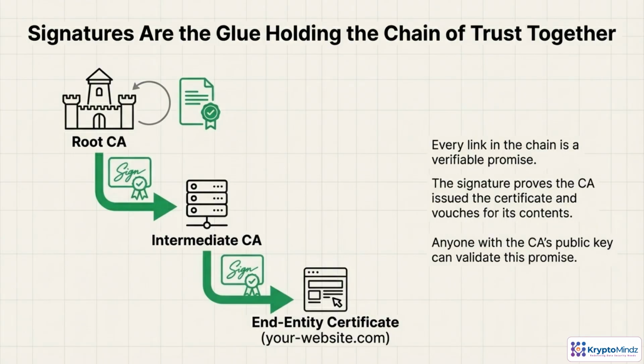Digital signatures are woven throughout every part of PKI. Let me show you where. First, certificates themselves are signed. When you request a certificate from a certificate authority, the CA takes your certificate data, hashes it, and signs it with the CA's private key. This signature proves that the CA created and approved your certificate. Anyone can verify this signature using the CA's public key, and if the signature is valid, they know the CA really did issue this certificate.